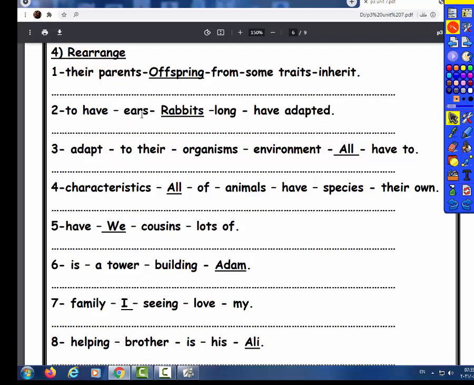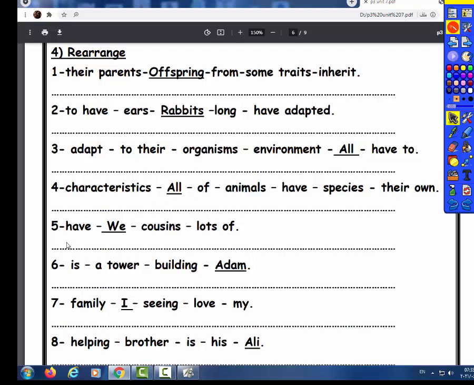Number 2, rabbits have adapted to have long ears. Number 3, all organisms have to adapt to their environment. Number 4, all species of animals have their own characteristics.